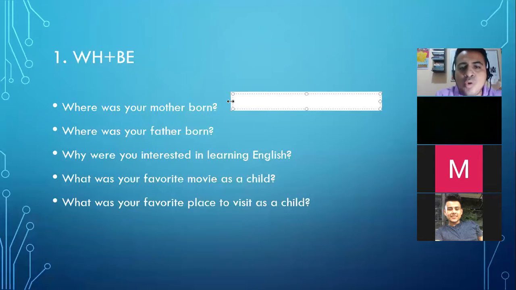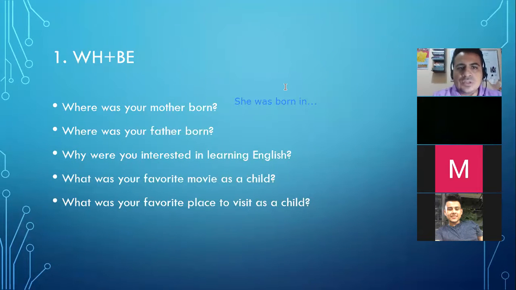Where was your mother born, okay? Now, puedo usar el pronombre completo, el nombre propio. My mother was born in, and I can say, or I can say she was born in, okay? She was born in Suchitoto. She was born in Metapan. Where was your father born? He was born in Santana. My father was born in Santana. Las dos formas están correctas. Okay? So, let's go to the next question.